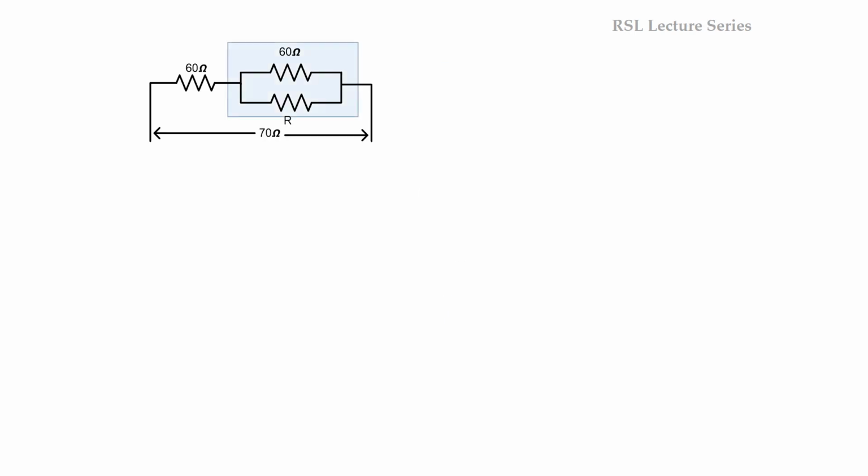So let us consider the same circuit here. These two are connected in parallel because both the ends are connected together. See here, left hand side also connected and the right hand side is also connected. Then these two resistors are connected in parallel. So for a parallel resistance, we know that the total resistance is R1 R2 divided by R1 plus R2. So in a similar way, we can write 60 into R divided by 60 plus R.